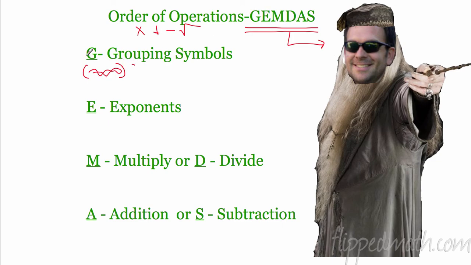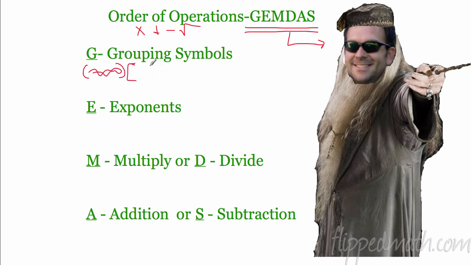A lot of people call this PEMDAS, and they say parentheses instead of grouping symbols. I want you to think of things that group other things together. And parentheses can be used more than just grouping. They can be used for multiplication. What else is a grouping symbol?